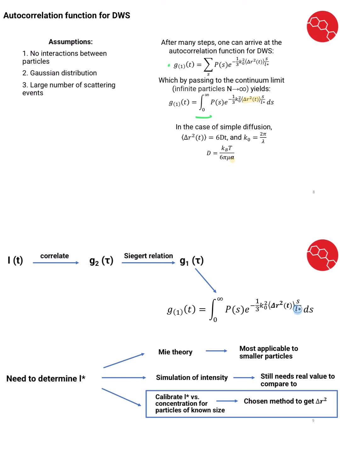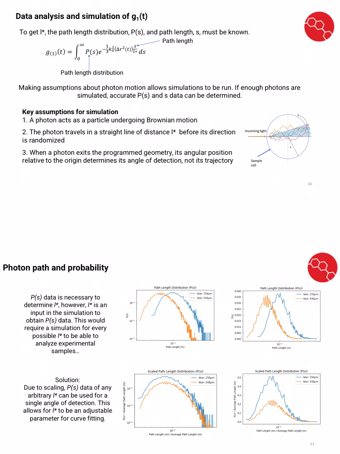For this model, to get values of MSD, L star was calibrated versus concentration for particles of known size. To get L star, the path length distribution P of S and path length S must be known. Making assumptions about photon motion allows simulations to be run. If enough photons are simulated, accurate P of S and S data can be determined.